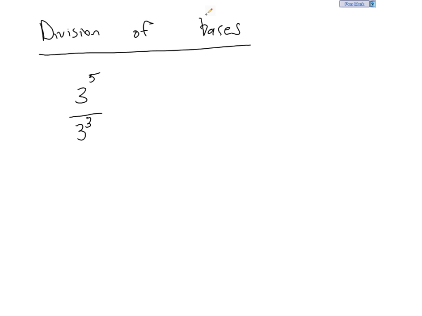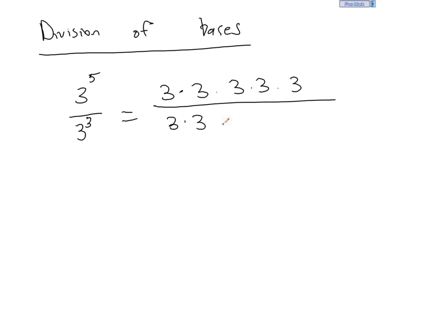So what if I have 3 to the 5th divided by 3 to the 3rd? Well, what does that mean? Let's just write out our definition of 3 to the 5th. And let's write down our definition of 3 to the 3rd. Well, if I wanted to simplify this, of course I could just plug this into my calculator and figure out what it's going to become.